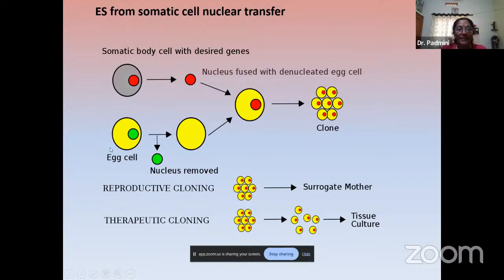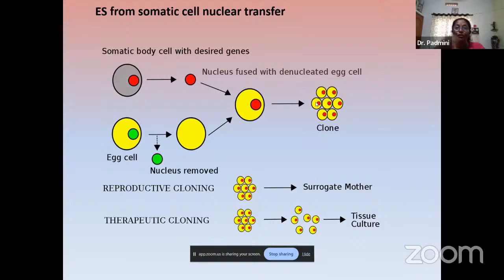Now another cell, the egg cell, is taken out. The nucleus of the egg cell is removed, and into this egg cell you introduce the somatic nucleus. You fuse the somatic nucleus into the egg cell, and that forms the clone. When you're talking about the cloning of different types of cells, the cloning is done this way. You get a clone, or a Xerox copy, of the adult. Whatever the donor nucleus is, that is what you're going to get.